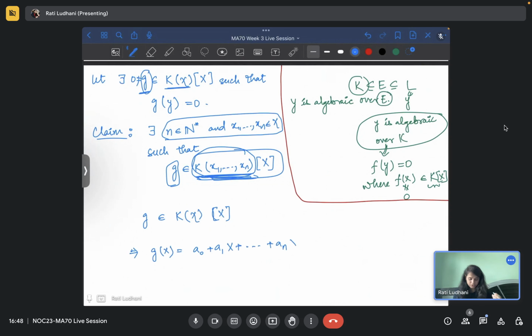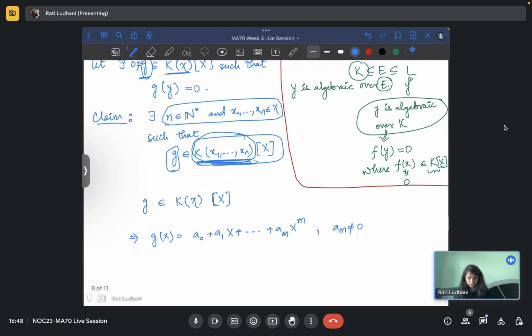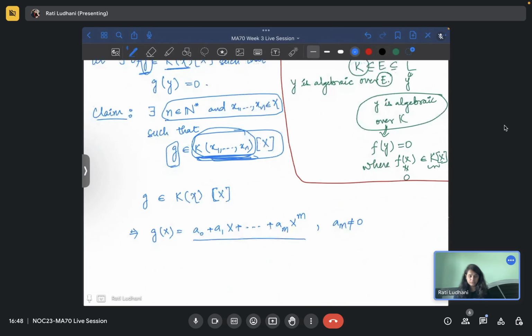If you don't want to be confused with this n, you can just take m. You have x raised to power m, and a_m is non-zero because you already know we are talking about non-zero polynomials. So this is well defined. So a_m is non-zero, and you have g(x) to be this. Now the a_i belong to K(χ), because g belongs to this, where the coefficients are from K(χ).